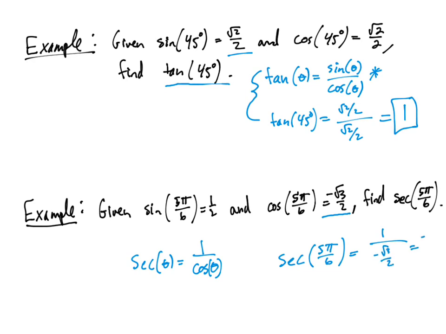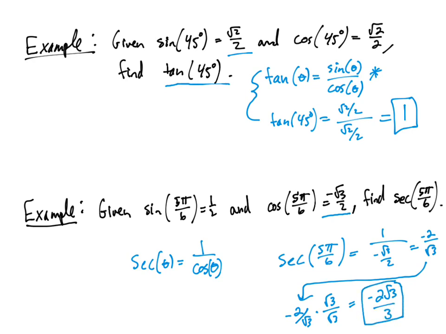So secant of 5 pi over 6 is equal to 1 over negative root 3 over 2, which is the same thing as negative 2 divided by root 3. If we want to rationalize that, we'll end up with negative 2 root 3 over 3. That'll do it. Again, 5 pi over 6 is a value on the unit circle, but remembering this identity is going to make this easy.